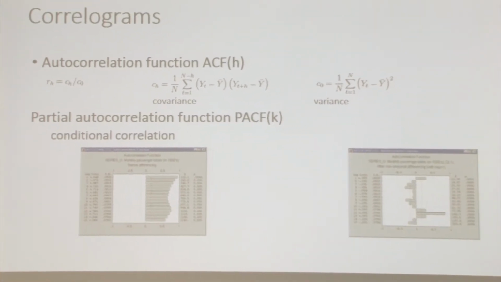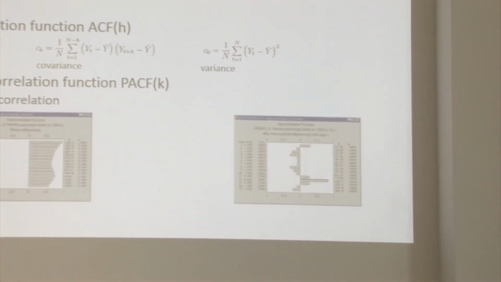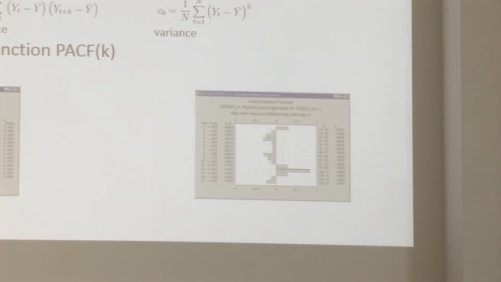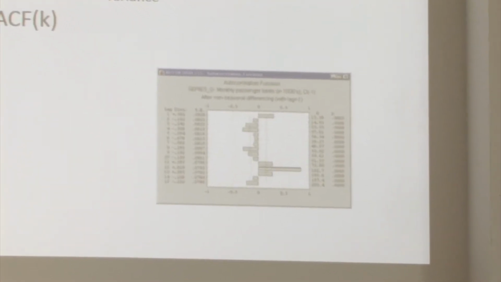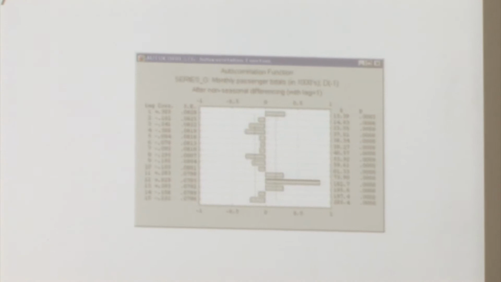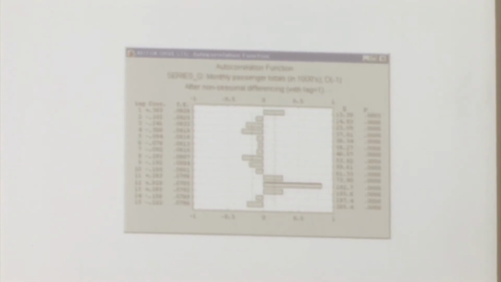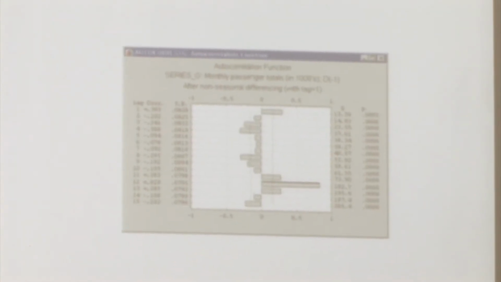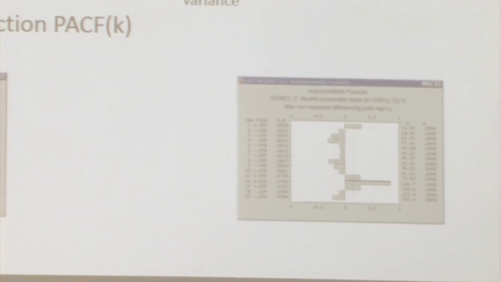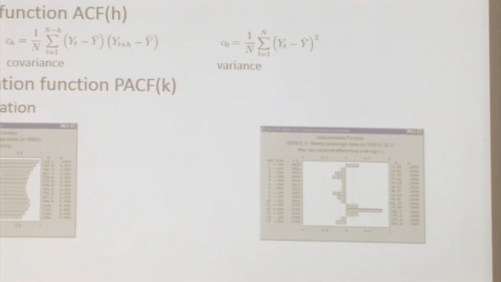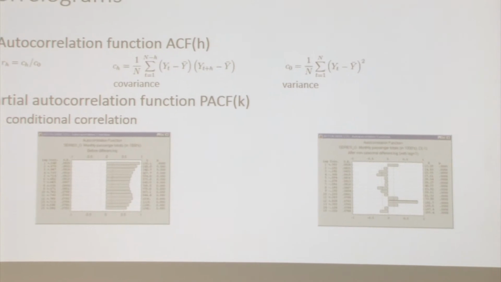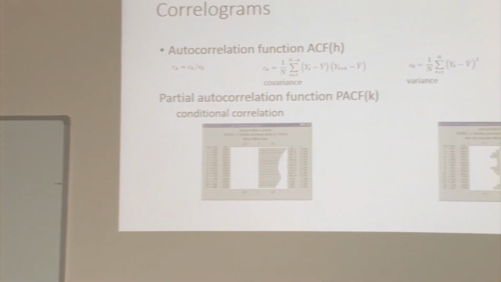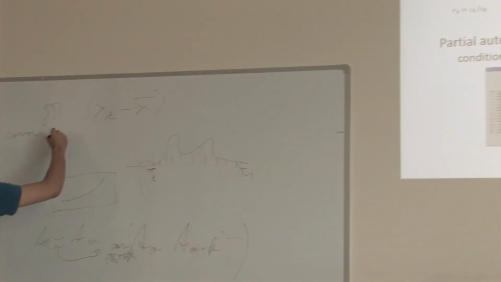The picture on the right-hand side is the partial autocorrelation function, which means the partial autocorrelogram, and this is nothing else than conditioned correlation. We have correlation, as it is written there. It's covariance.